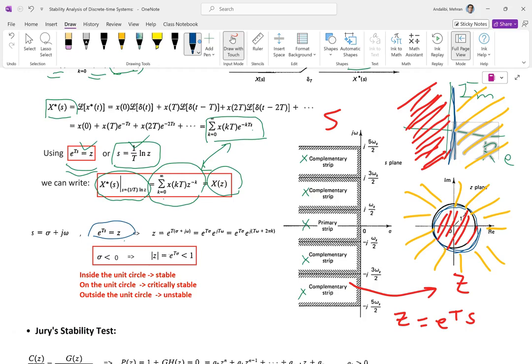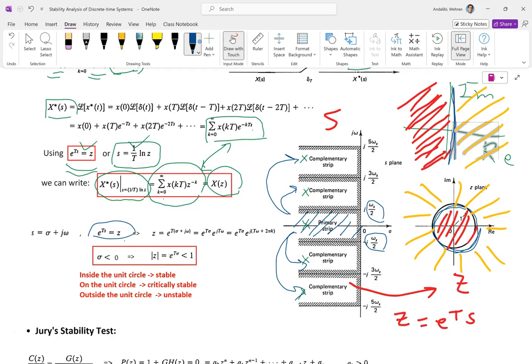The region in the S-plane only for omegas between negative omega s over 2 and omega s over 2, we call the primary strip. That corresponds to basically all of the data inside the unit circle. And then the complementary strips are where omega is bigger than omega s over 2 or less than negative omega s over 2. They also correspond to the areas inside the unit circle. And you might say, why would you call that center one the primary strip?